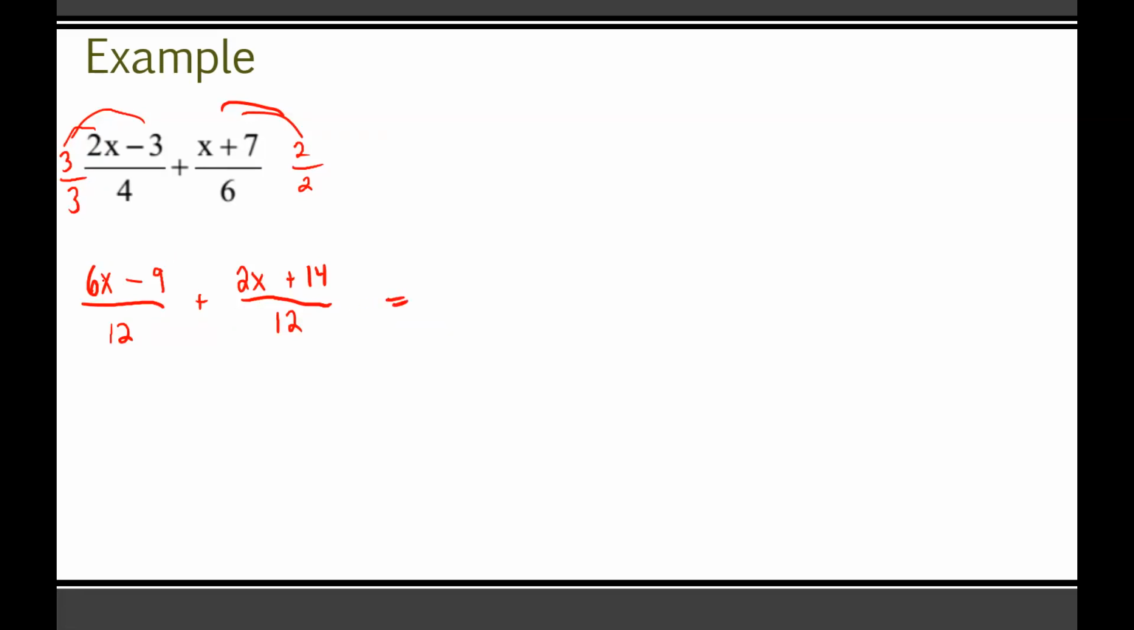Anyway, 6x plus 2x, well, that would be 8x. And then minus 9 plus 14, I'm pretty sure that's going to be plus 5. And then that's still all over 12. The last thing to do here, of course, is to ask, is there anything that we can do to factor this any further? If you look at the top, there's nothing that comes out of both those numbers. So I'll say this is done.